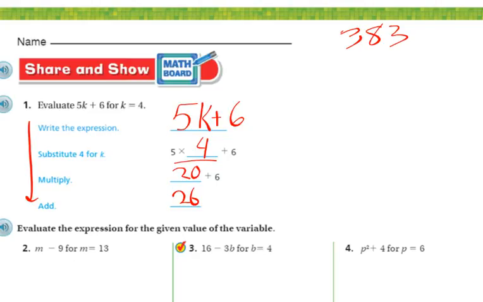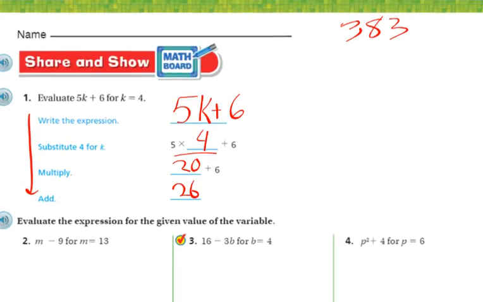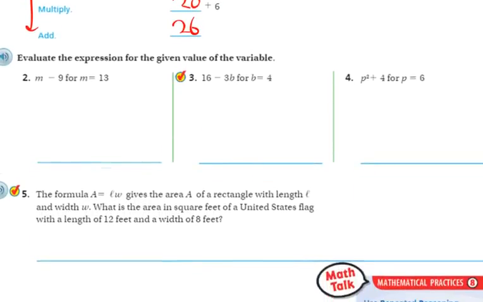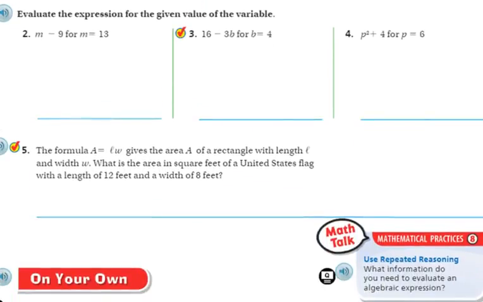You'll notice I started by writing the expression because that is always step 1. I substituted in because that is always step 2. And then I solved using order of operations, which is always step 3. Those steps should probably be included in that nice, wonderful summary that you will be writing to go along with this lesson. Let's take a look at the directions for questions 2, 3, and 4. Evaluate the expression for the given value of the variable.